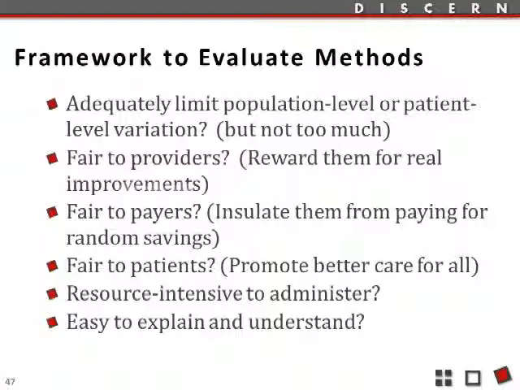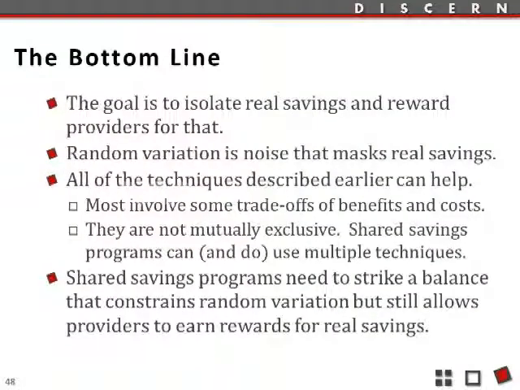And then, more practical considerations: is the shared savings program very complex to administer? Does it take a lot of resources? Is it easy to explain and understand? These programs have to work in real-world settings, and so you have to balance some of the theoretical goals of these programs against just the real-world constraints of implementation. And so the bottom line is, what we really want to do is to isolate real savings, and we'll reward providers for that. We can think of random variation as noise that masks the signal that we hope to isolate in terms of real savings.